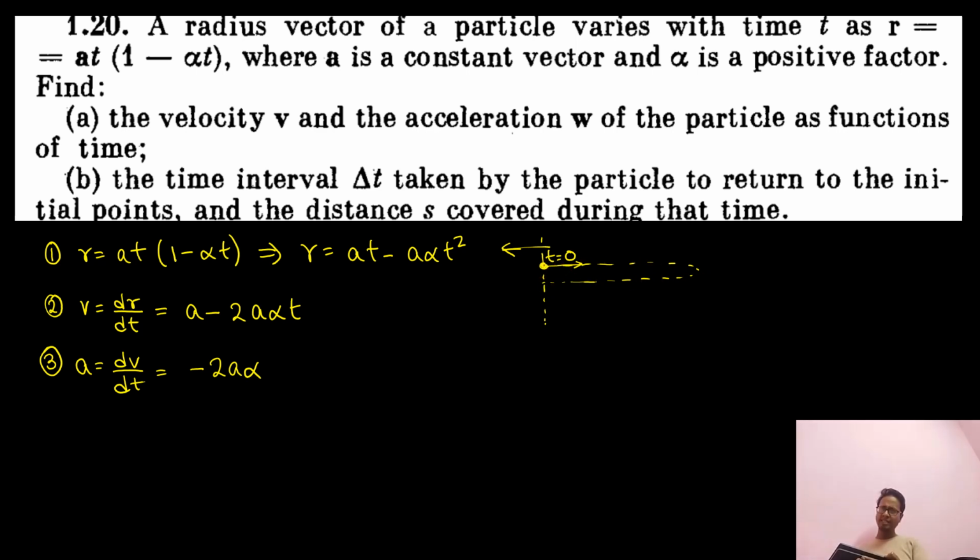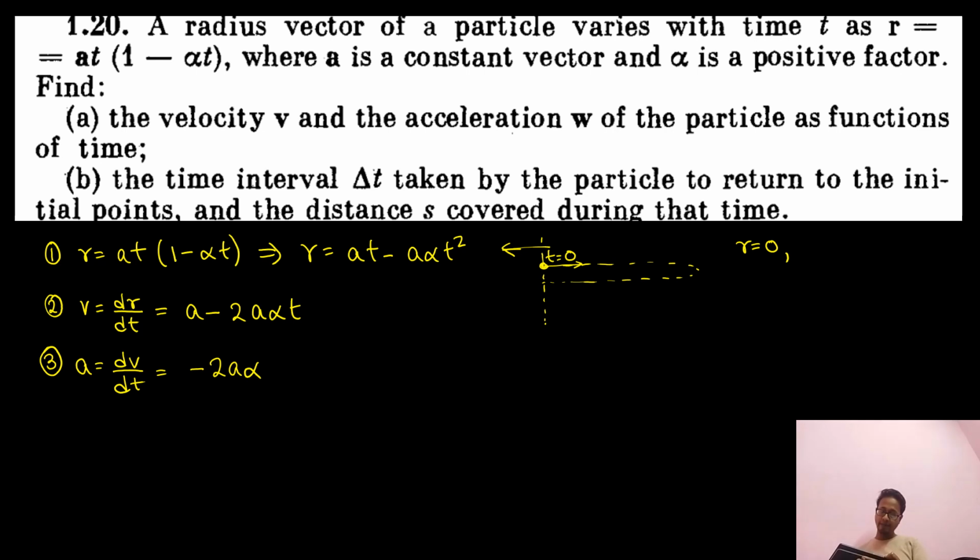Do you remember Δy = ut + half a t square in projectile motion, where Δy gives the displacement in the y-axis? So Δy is equal to 0 at two points, during the initiation of the projectile and during the landing of the projectile, in the y component. A similar type of concept we apply here. So when r is equal to 0, we have to find the time, using the first equation and putting the value of r = 0.